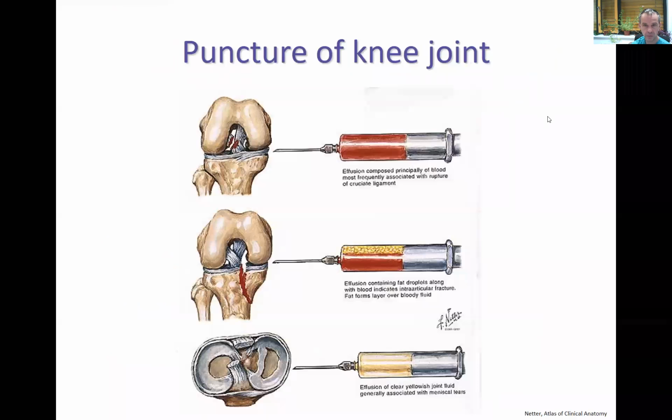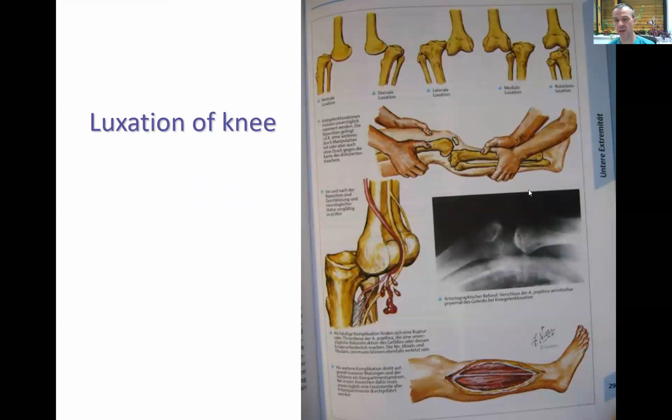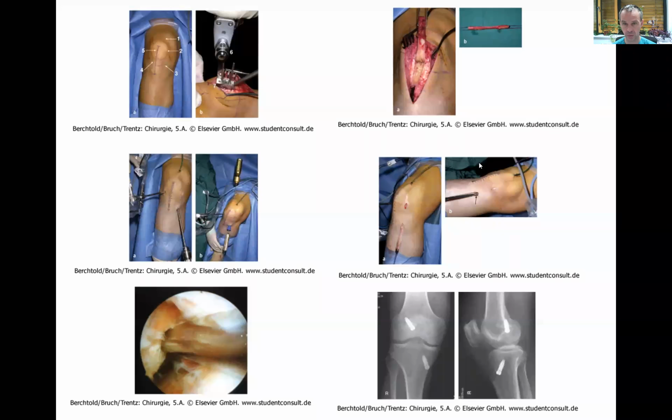Well, this is just for information, and of course puncture of the knee joint we have talked about. The knee can be also luxated, and you can see the luxation can happen ventrally, dorsally, or laterally. For the dorsal luxation, the most dangerous situation is for the vessels and the nerves, yeah? And we will talk about these vessels and nerves later. So the knee joint can be also luxated.